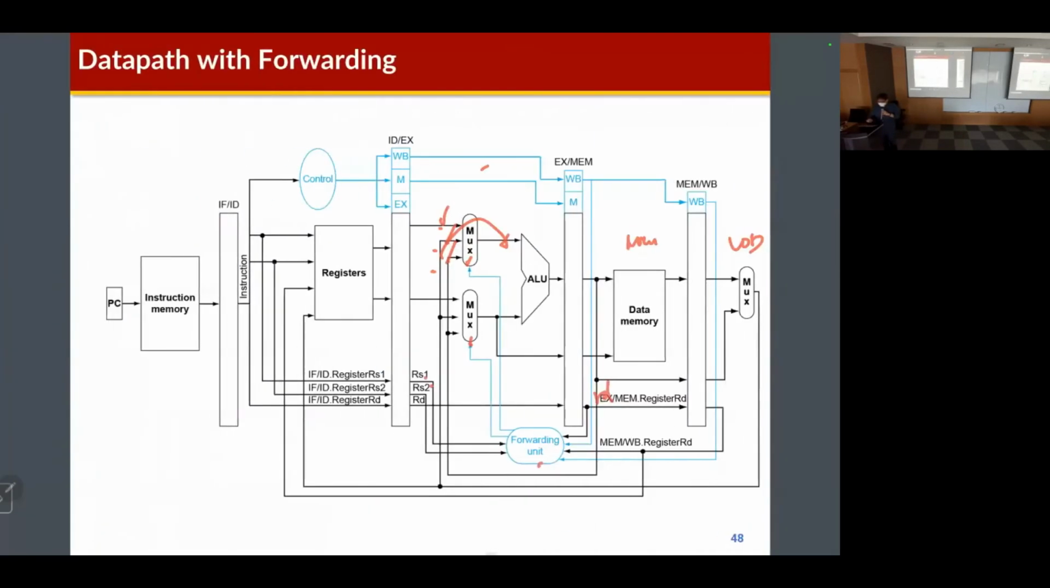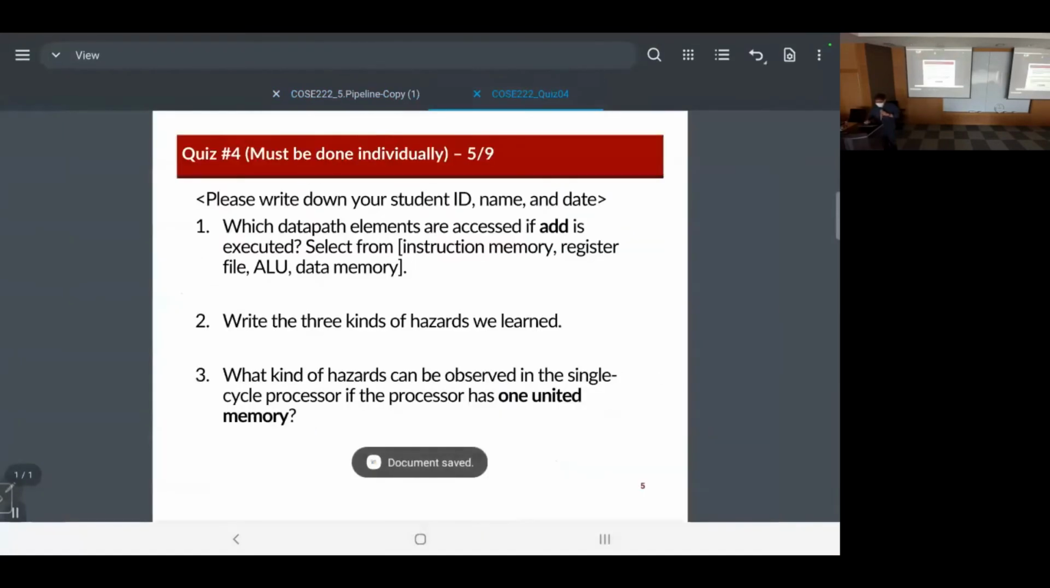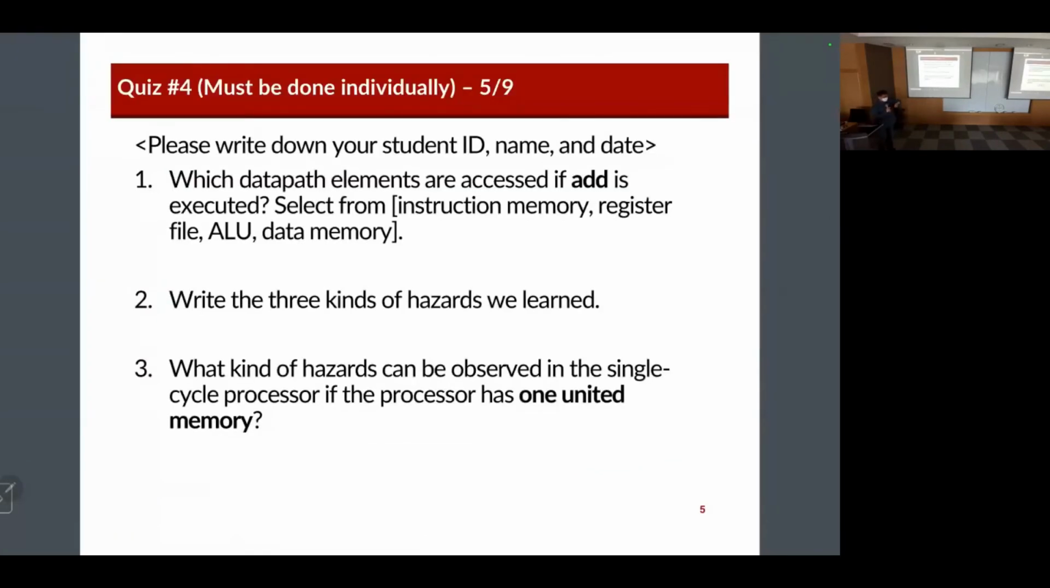Okay. Before moving on to the next topic, let's take a pop quiz. Currently it's 2:44, so I will give time until 2:47. Okay, so it's a pop quiz. In this case, what unites the memory is that instruction memory and data memory are merged into one memory. Okay?